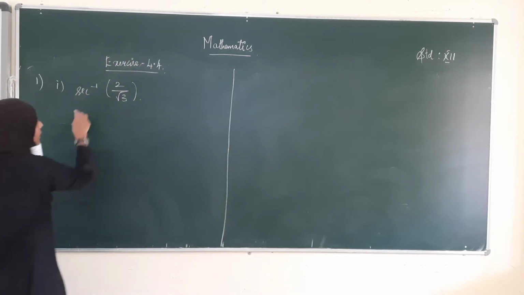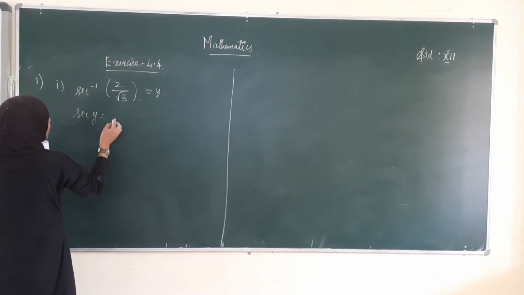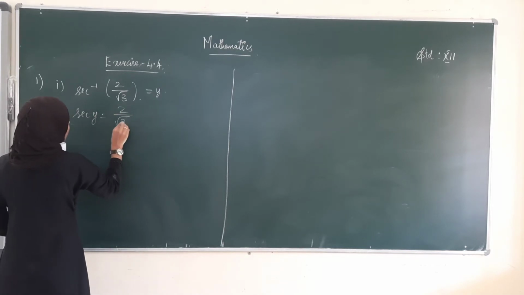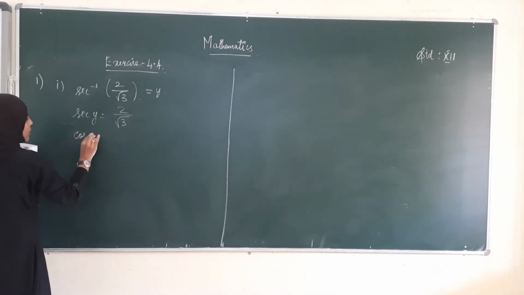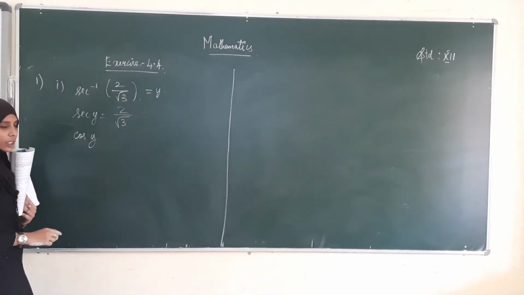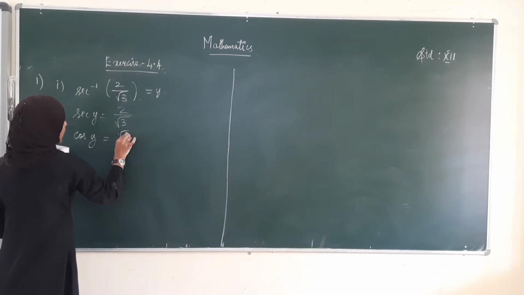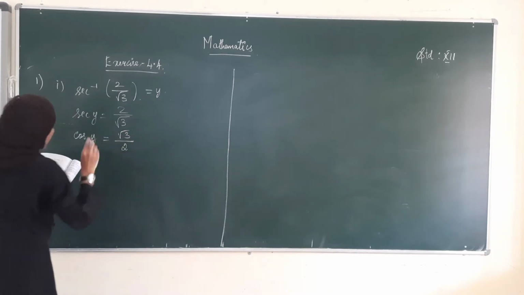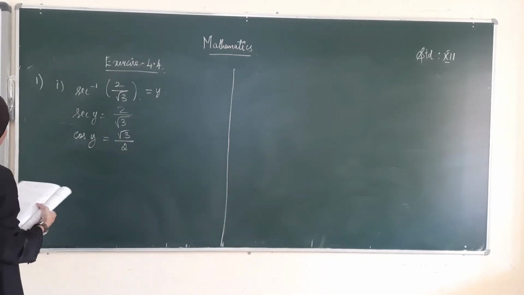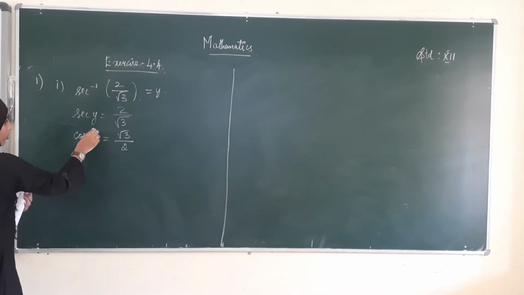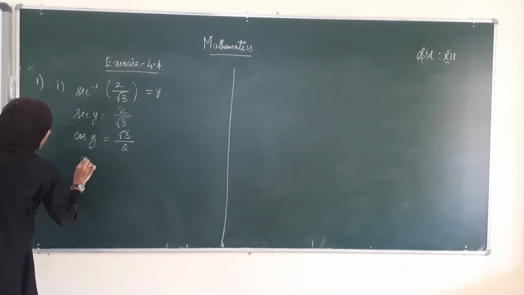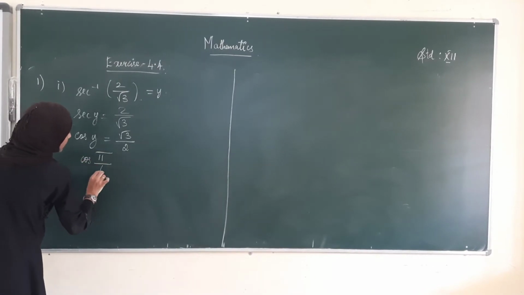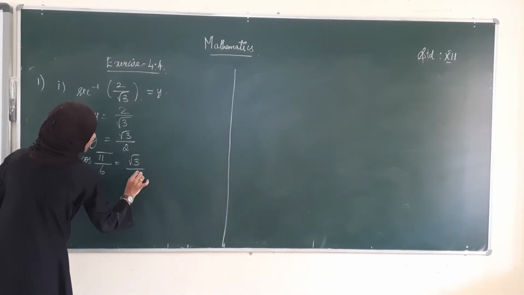Now let us take this as y, then secant y will be equal to 2 divided by root 3. See, reciprocal on both sides, what it becomes? In the left hand side it becomes 1 divided by secant y is equal to cos y. Then here it is root 3 divided by 2. So for what value of y does cos y become root 3 divided by 2? It is cos pi by 6 is equal to root 3 divided by 2.